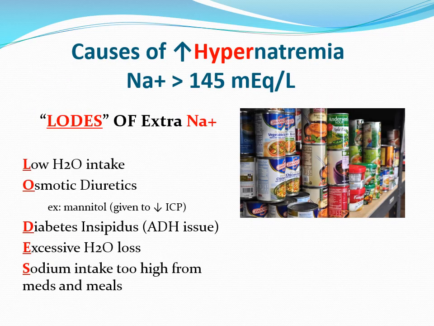Causes of hypernatremia, which is usually sodium levels greater than 145: low water intake, osmotic diuretics such as mannitol, which is usually given to decrease intracranial pressure, diabetes insipidus with excessive water loss, and sodium intake that is too high from either medications or meals.